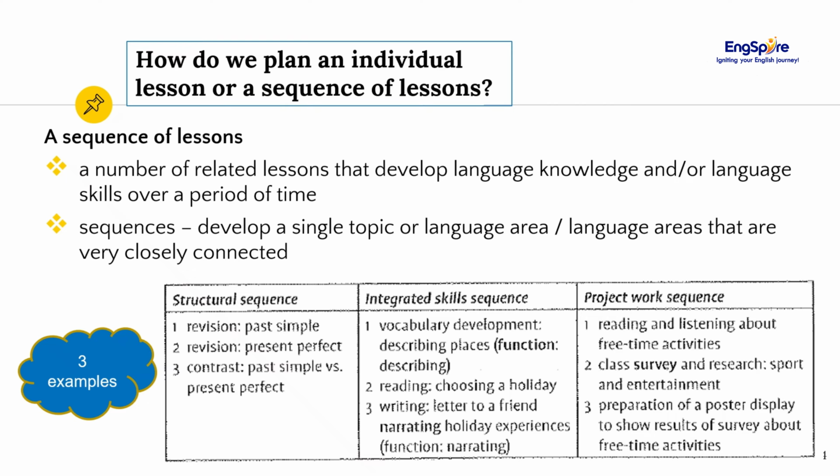The third one is a project work sequence. In this type of sequence, learners complete a project over several lessons. For example, they first read and listen to information about free time activities, then carry out a class survey, and finally prepare and present a poster showing the survey results. This gives learners a meaningful purpose for using English.